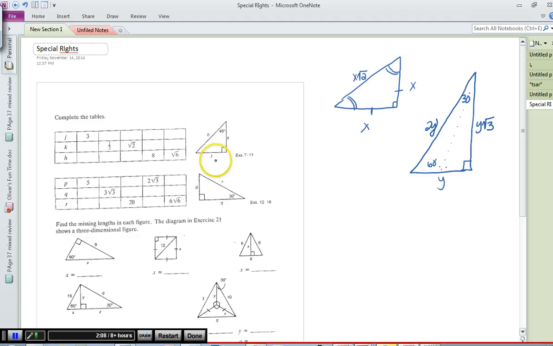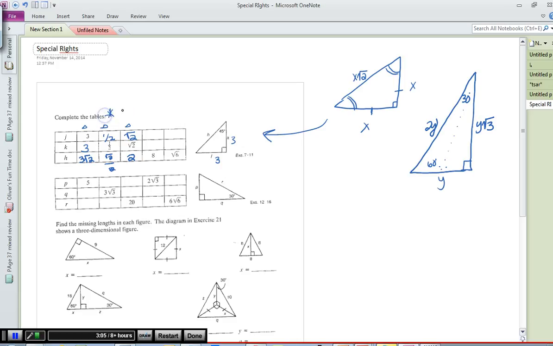So for example, here, if j is 3, in my 45-45-90 special right triangle, I know that k must also be 3. So for each of these triangles given by the data in the column, I know that j and k will be the same. So I can go ahead and fill in j when I have k and k when I have j. I also know that there will be a factor of the square root of 2 between leg and hypotenuse. So I can go ahead and represent that multiplication in each case. So here's how I'm approaching each of these problems.